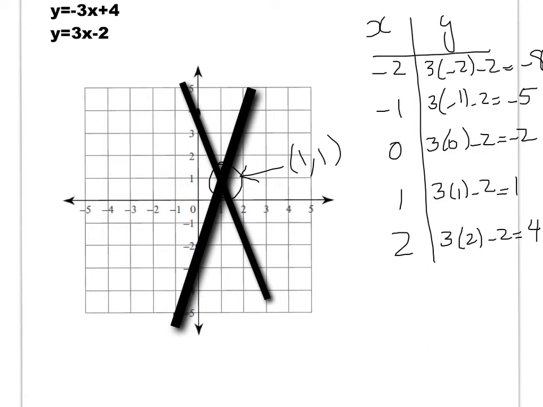Now, as I said before, always remember to check the result to see if this point satisfies both equations. On the first equation, negative 3x plus 4 is negative 3 times 1 plus 4, which is negative 3 plus 4, which is 1, which is great because the point of intersection is 1, 1. The next one, 3 times 1 is 3 minus 2 is 1, which is also equal to y. So this shows the first method, which is table of values.